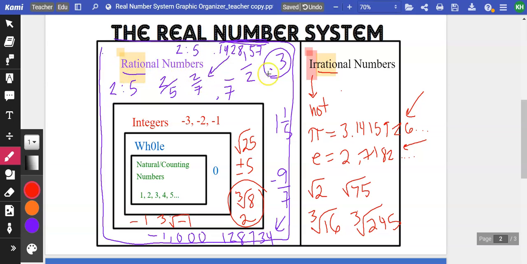Now, rational numbers and irrational numbers, those together make up the real number system. Rational numbers and irrational numbers are real. There are other number systems, for example, the imaginary number system, that would be different than the real number system. But you're going to talk about that in later years.